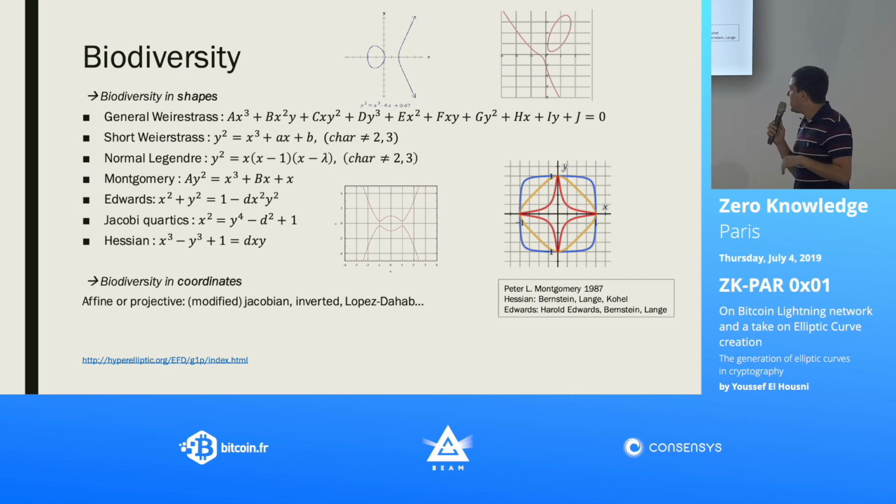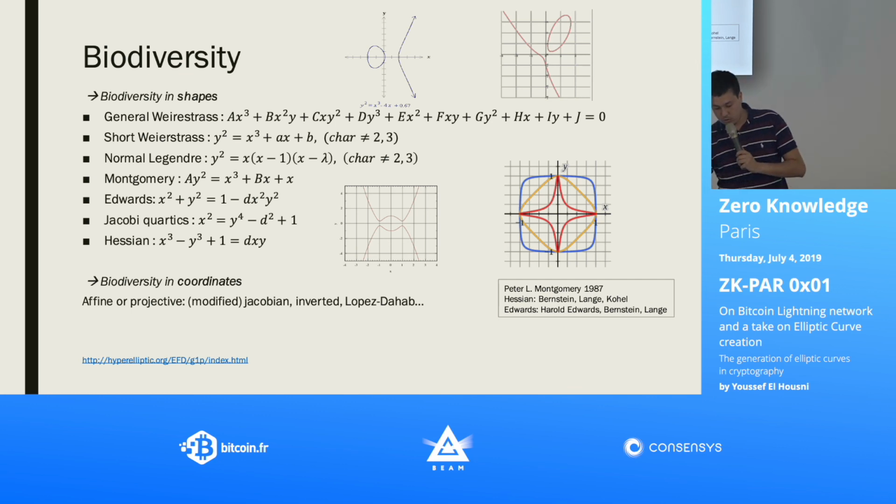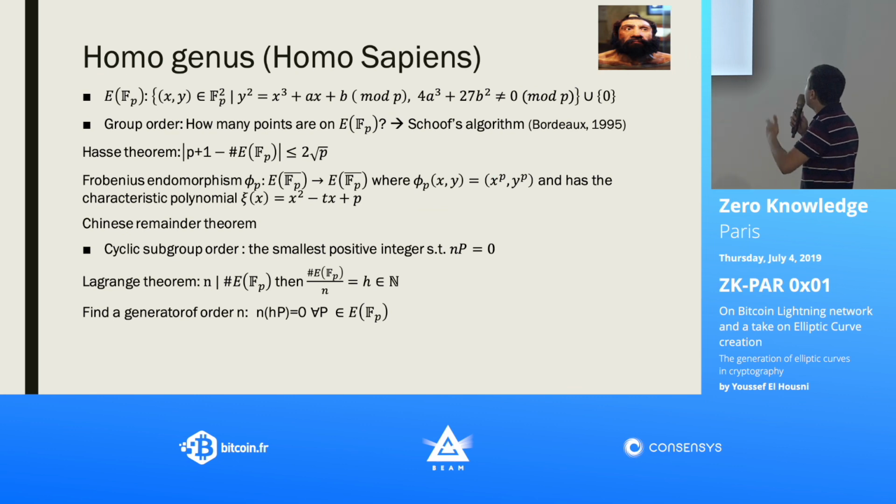So now that we have this biodiversity of elliptic curves, they were introduced many years ago, but they were introduced in cryptography at the end of the 70s. And just like in our story of humans, the main species is Homo sapiens. So this is the elliptic curves over finite fields.